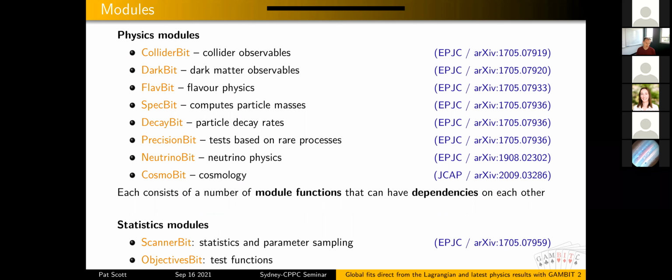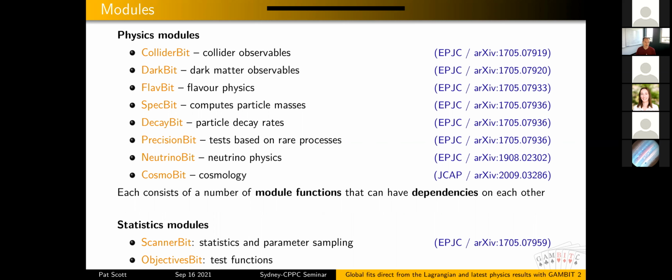And then there are two statistics modules. So one is ScannerBit, which is the main one that basically drives the sampling. So this contains interfaces to all of the different sampling codes, and takes care of the priors and stuff like that. And then there's ObjectivesBit, which is basically a container for a bunch of test functions.